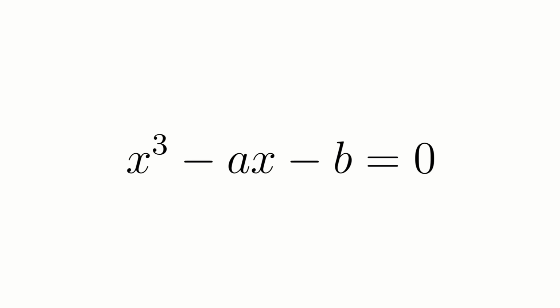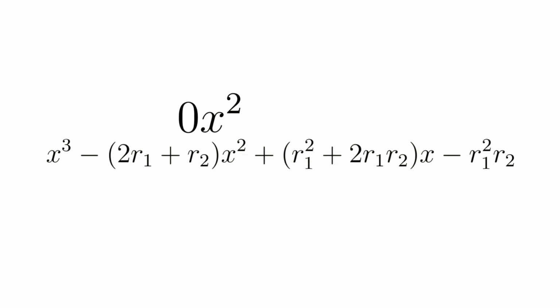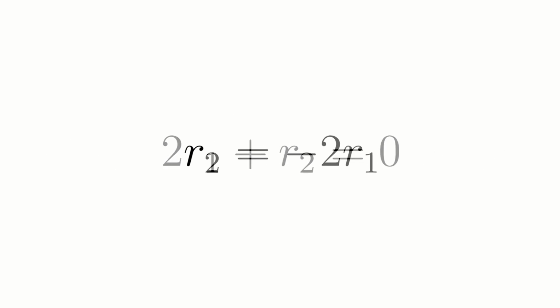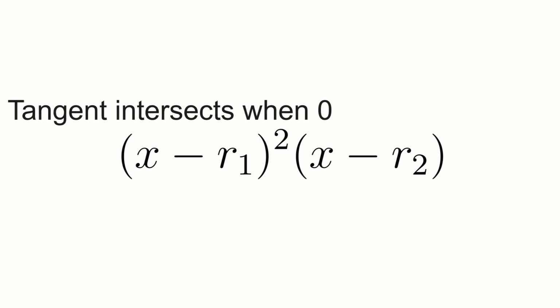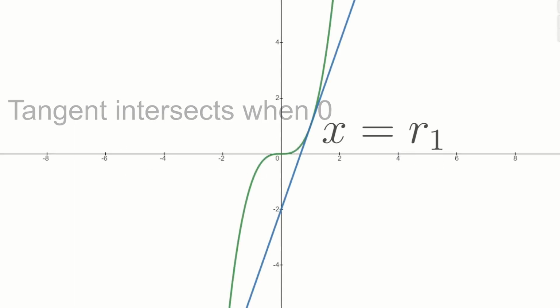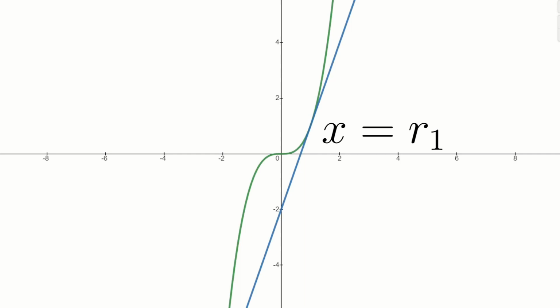We know that the coefficient for x squared is 0. This gives us the direct relation between r1 and r2: r2 is 2 times negative r1. Conveniently enough, r1 also happens to be the x value where our tangent-ish line intersects our cubic. I'll leave it as r1 for now as we continue.